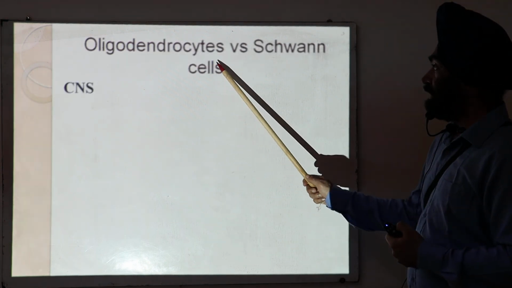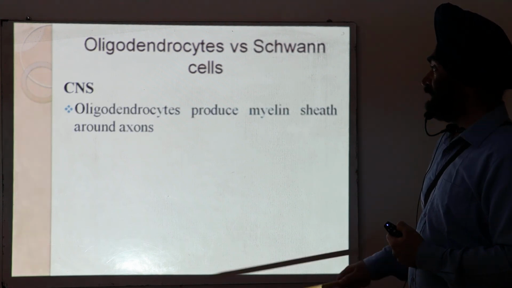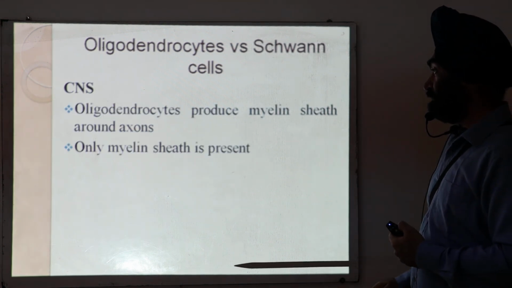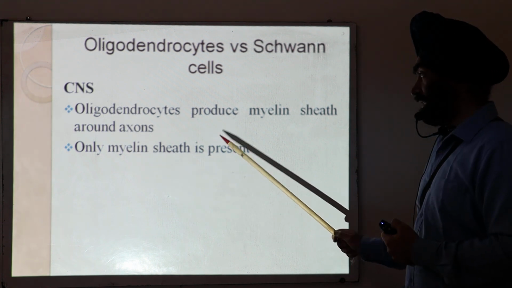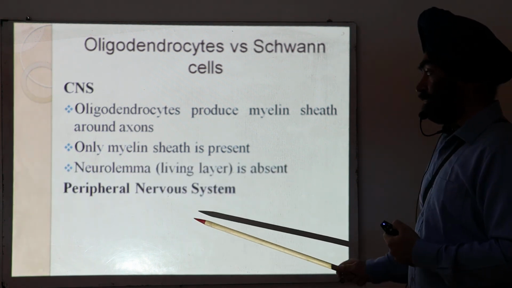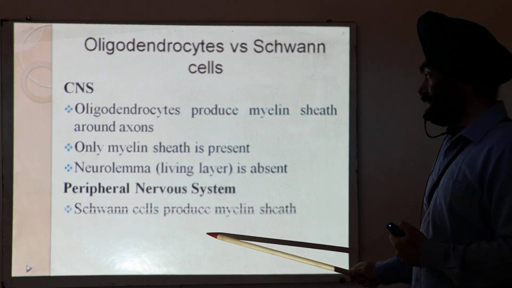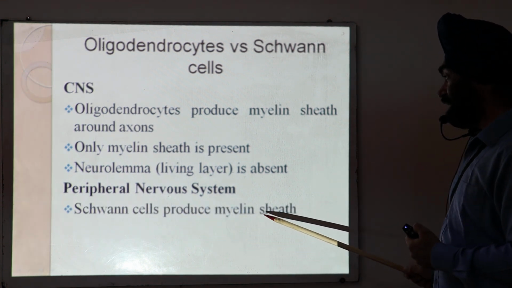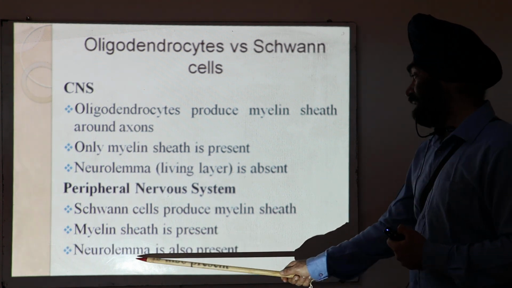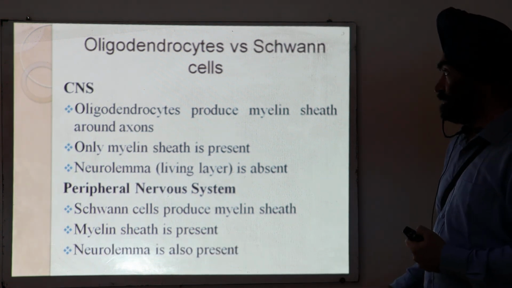So I'm just comparing oligodendrocytes and Schwann cells. In the CNS, oligodendrocytes produce myelin sheath, and only myelin sheath is present. Neurolemma is absent. But in the peripheral nervous system, Schwann cells produce myelin sheath, and myelin sheath is present, and neurolemma is also present.